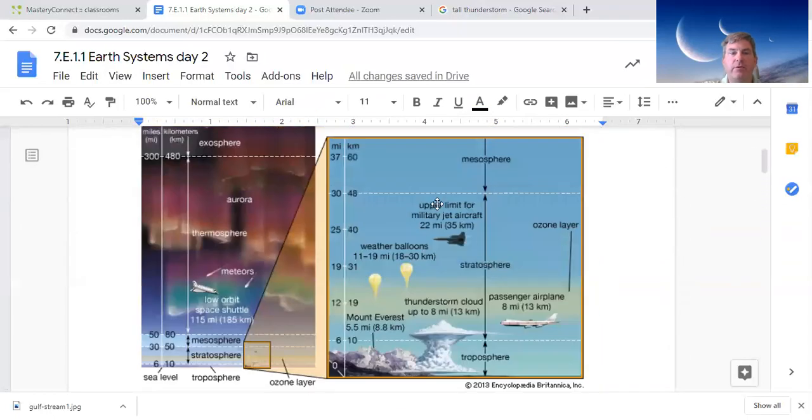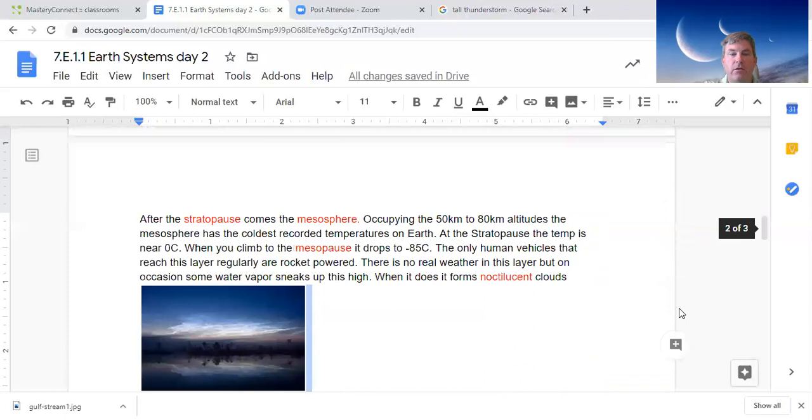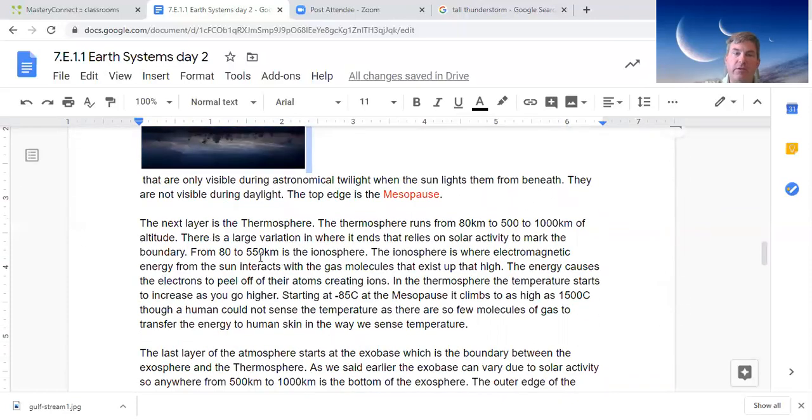So go back up here. It says mesosphere. Again, it's a fairly small layer from 50 to 80. And we get into a big layer called the thermosphere. The next layer is the thermosphere. The thermosphere runs from 80 kilometers to 500 to 1,000 kilometers up.